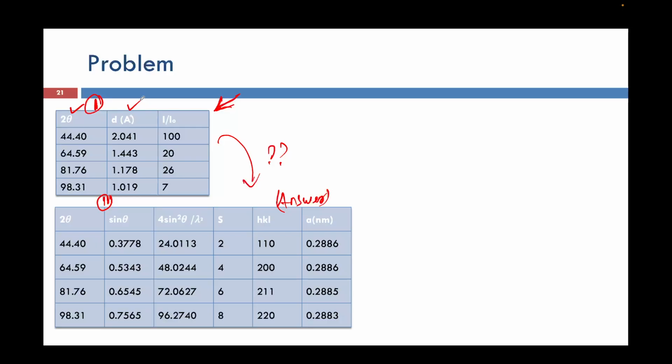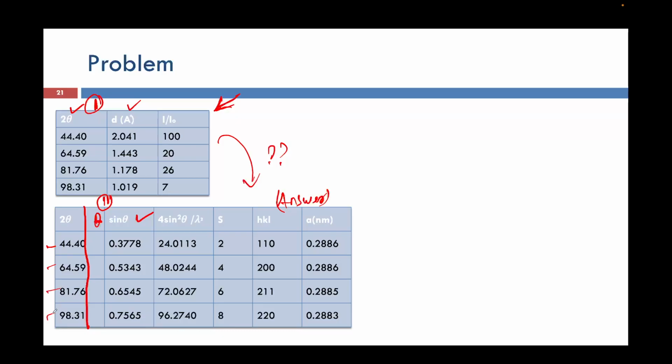Since the 2 theta value is given, you can make another table from 2 theta. Let's say I am putting another column here. From 2 theta we can calculate theta. Now that we know the theta value, we can calculate the sine theta value for each and every angle.